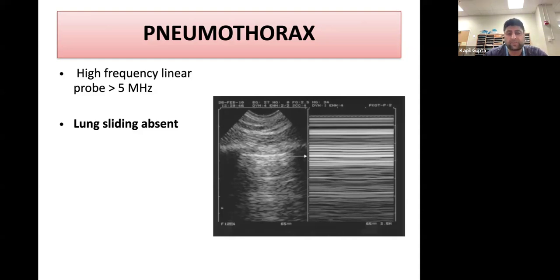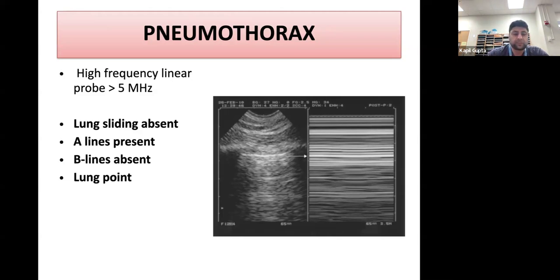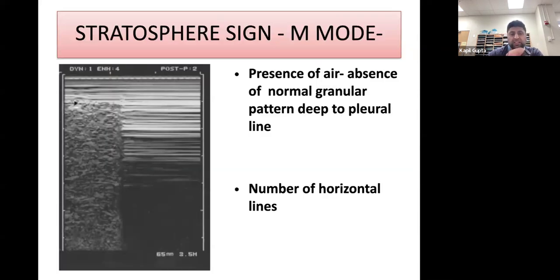So coming back to pneumothorax, one thing is that lung sliding is absent. A lines are always present because there is air, and B lines are absent. And there is a point known as the lung point. Or on M mode, we see the stratosphere sign instead of the seashore sign. So this is what I see. This is in M mode, that is, motion mode.